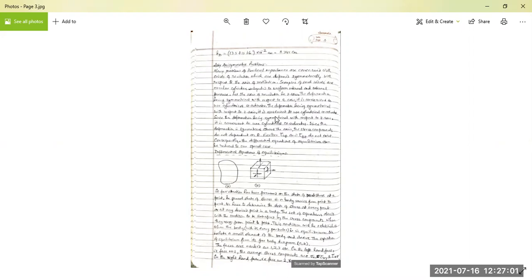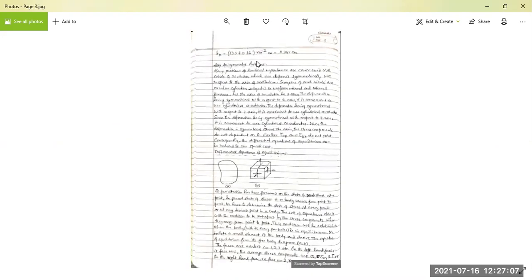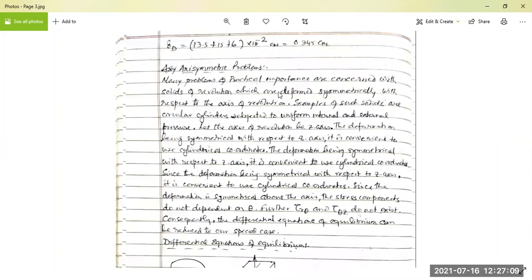Let us discuss, as our remedial class, a portion of the definition of the axisymmetric problems, which we have discussed today to a certain extent. Many problems of practical importance are concerned with the solid of revolution. What is a solid of revolution?